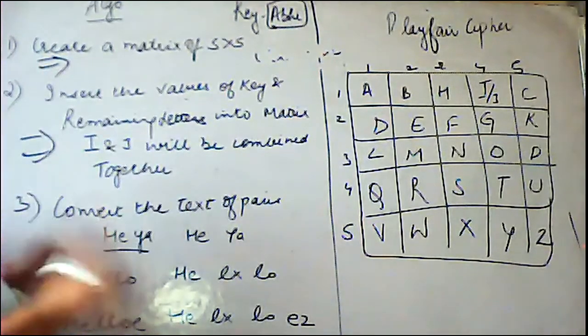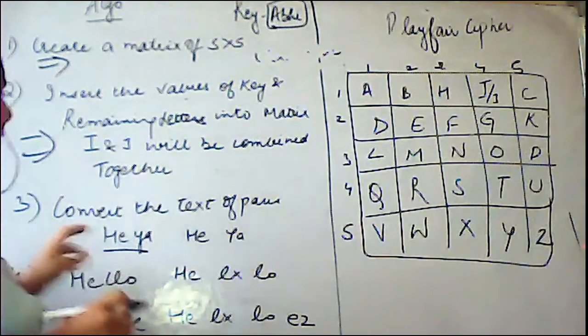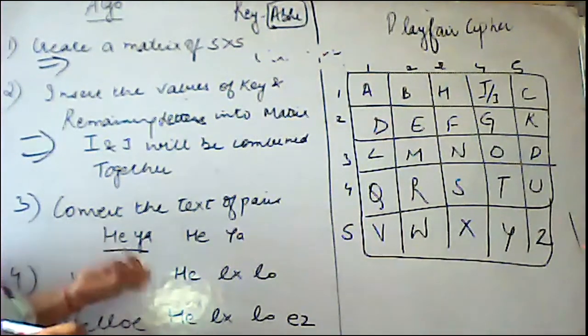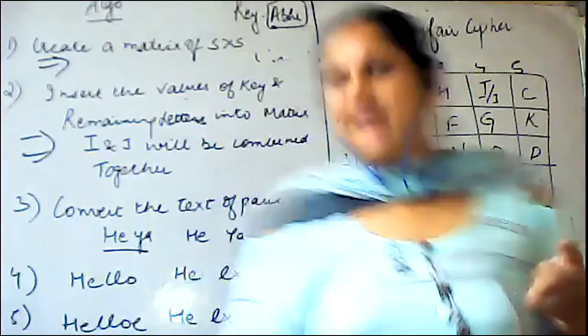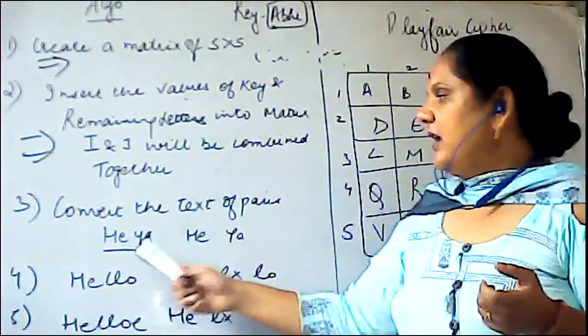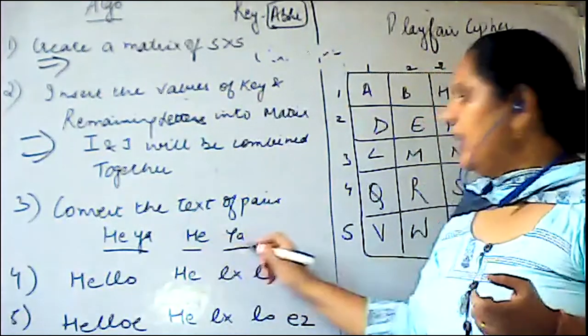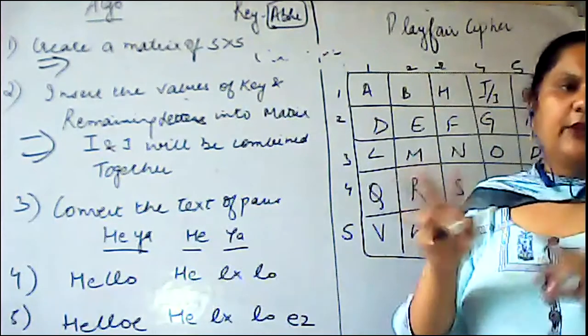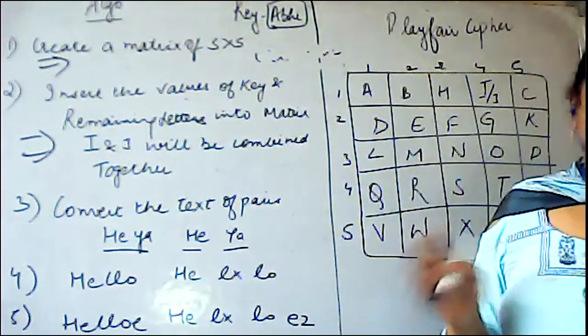Now, whatever text is given to you to encrypt, you will convert that text into pairs of two alphabets each. For example, the text is given to you as Heya. So HE and YA. You will convert it into a pair of two alphabets each.